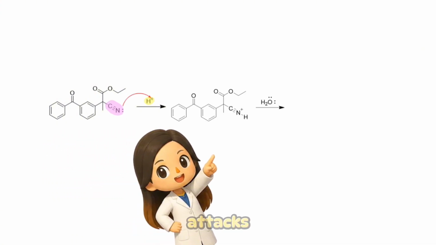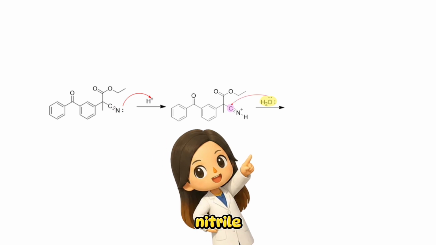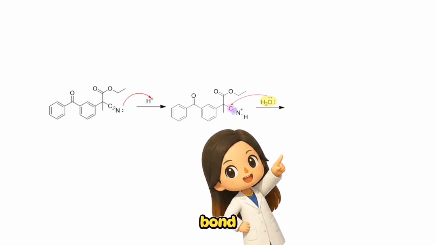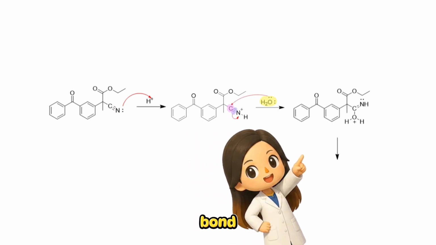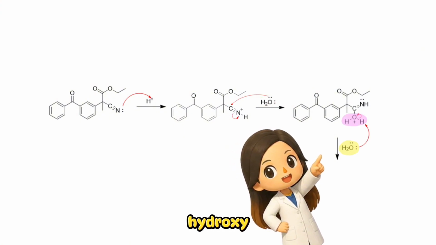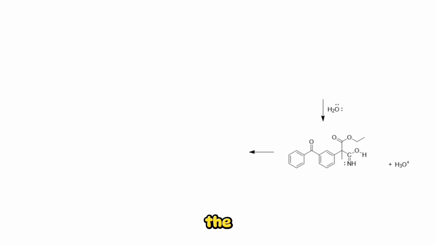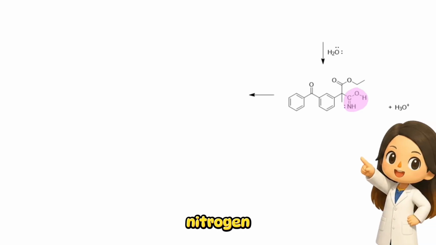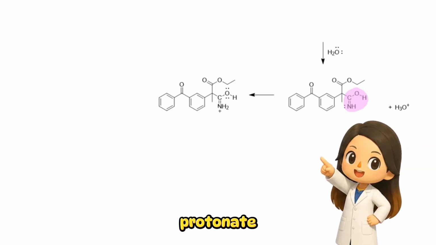A water molecule attacks the carbon of the protonated nitrile, and the carbon-nitrogen triple bond changes into a double bond. The water group attached to the carbon loses a proton and a hydroxyl group is formed, producing the intermediate. The nitrogen of the intermediate becomes protonated again.